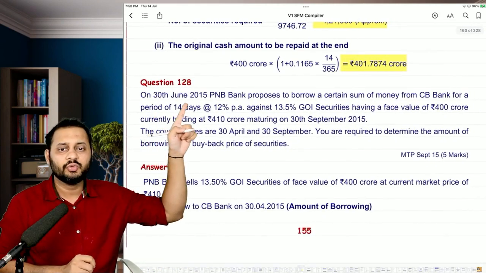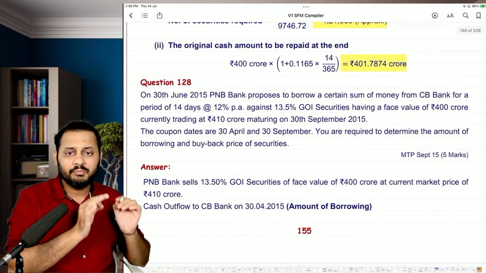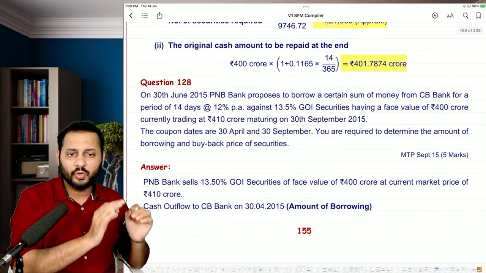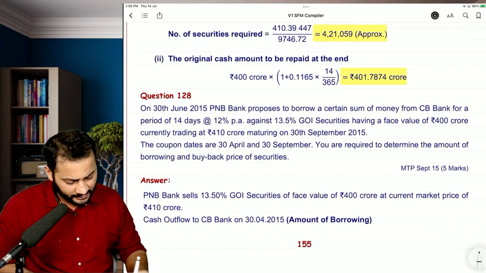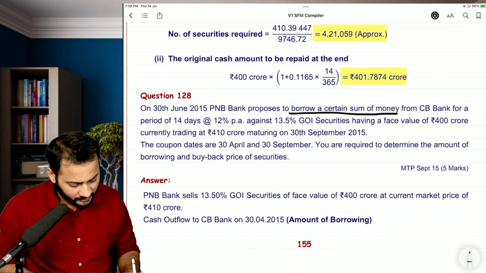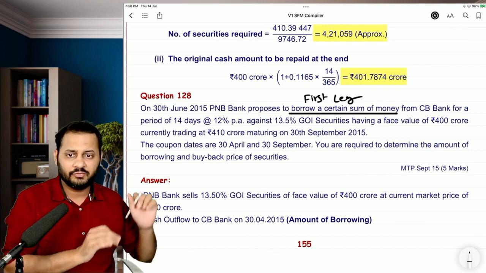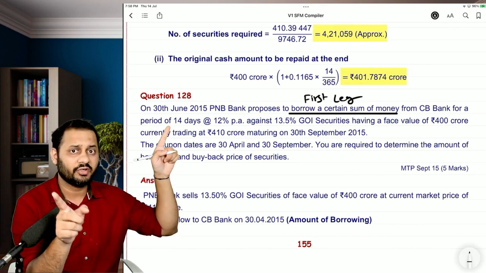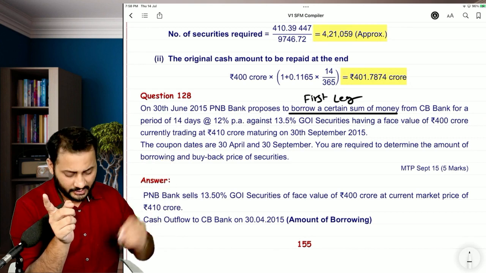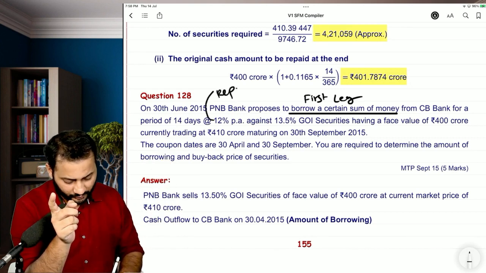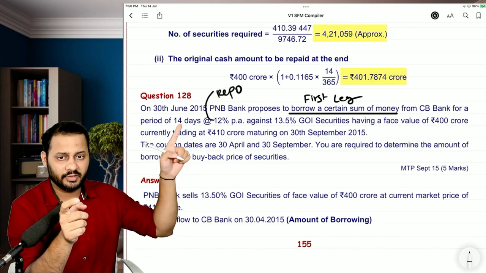On 30 June 2015, PNB Bank proposes to borrow a certain sum of money. Underline, borrow a certain sum of money. It is nothing but the first leg that they want. From CB Bank for a period of 14 days. Again 14 days at 12% per annum. This 12% will become repo rate. And this is repo period.